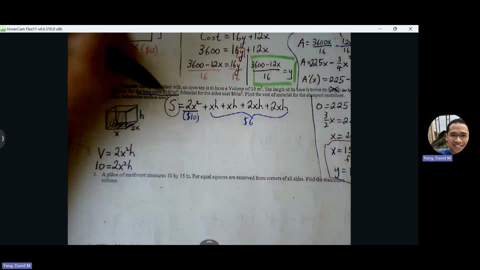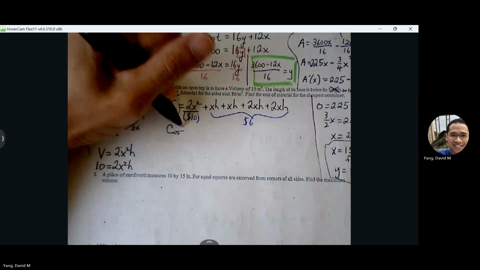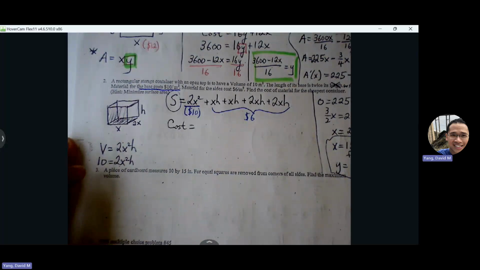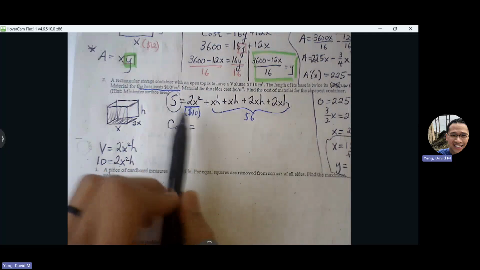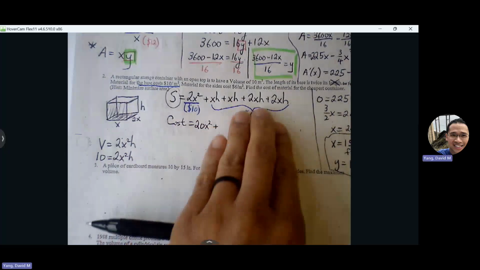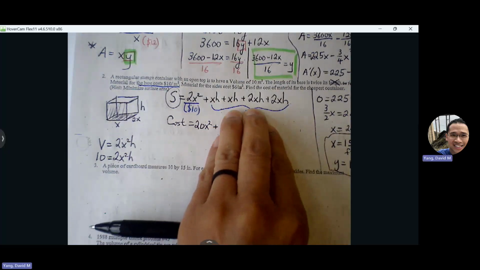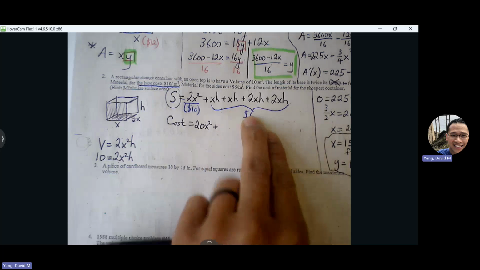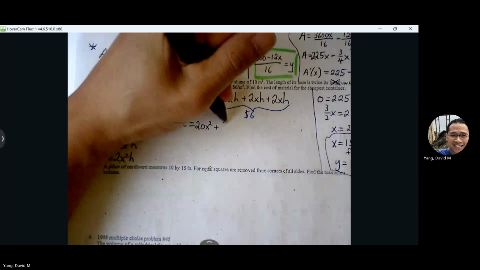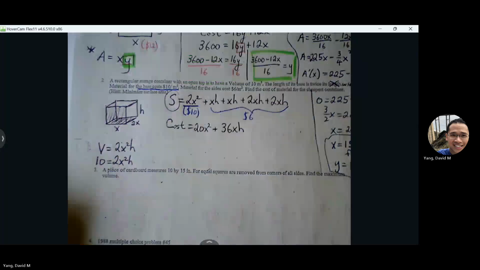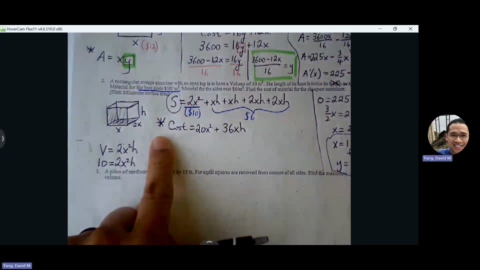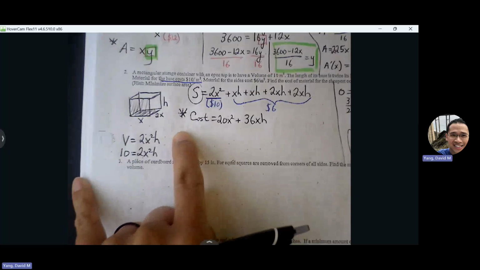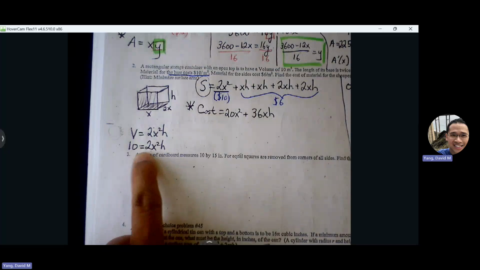Okay, so now I'm going to update this and call it the cost equation because we have dollar amounts associated with the material. We're just going to multiply this through. So this becomes 20x squared. If I add up all these sides here, what does that give me? 6xh, multiply that by 6. Yeah. Okay, we're trying to optimize the cost, so put a star next to this. We're trying to get that cost equation down to one variable. And we're going to use this volume equation information to help us out.